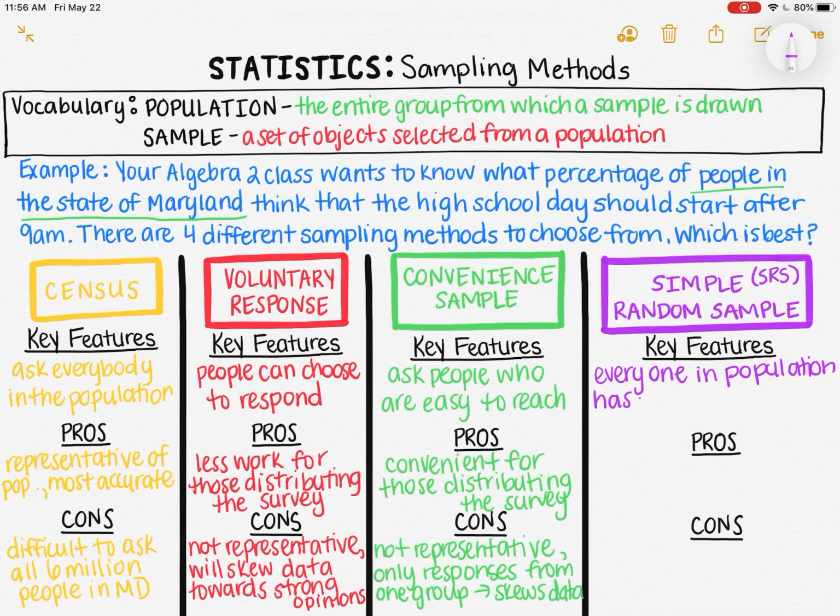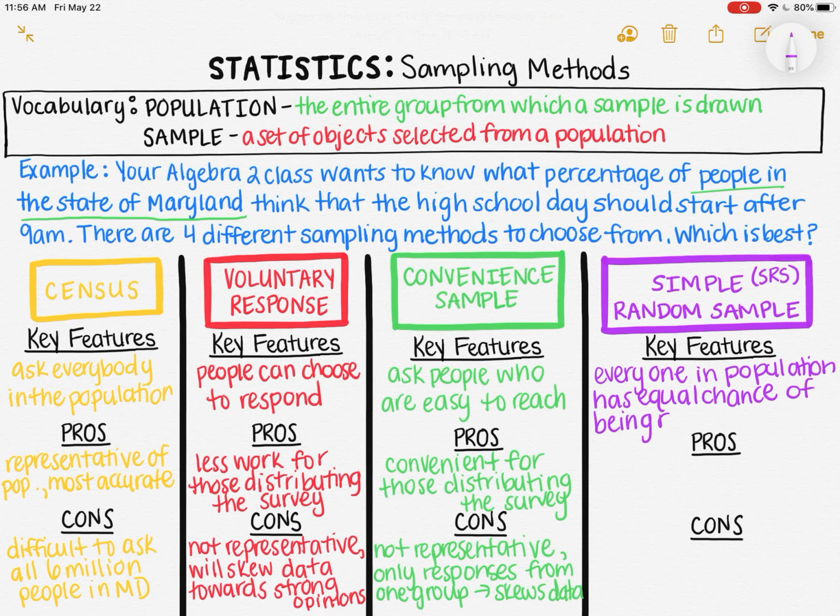Now you might be wondering, how do we make sure that everybody has an equal chance? For example, if we're looking at the whole population of Maryland, let's say we had access to every social security number of any person that lived in Maryland.